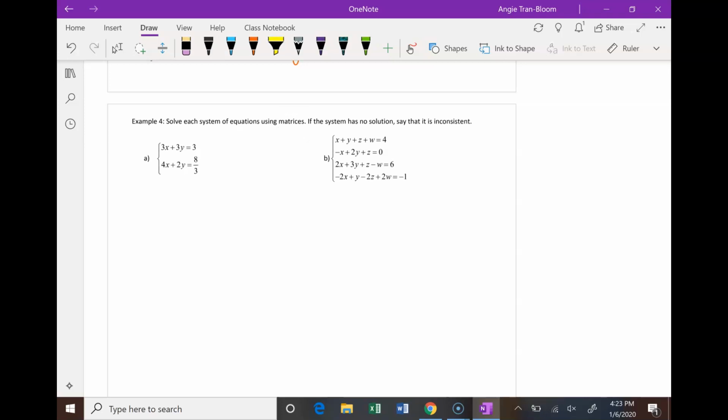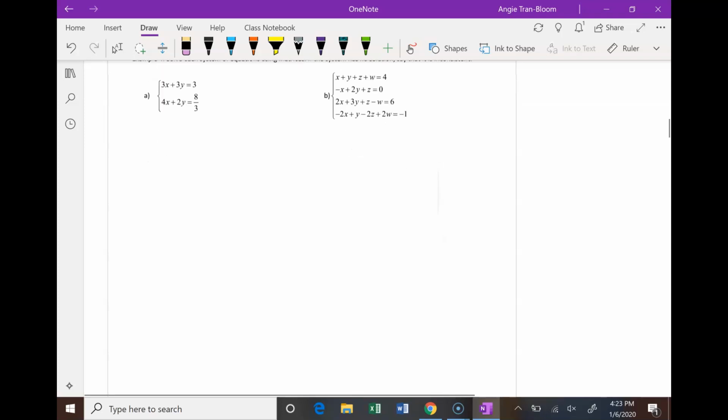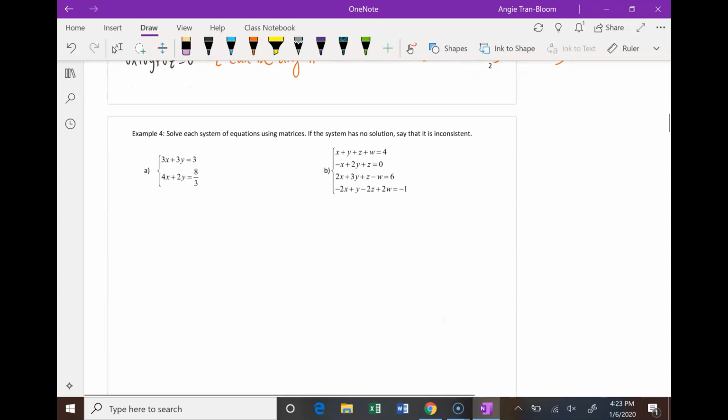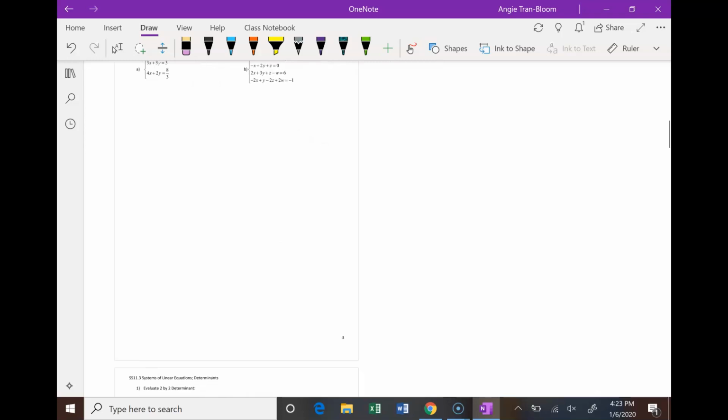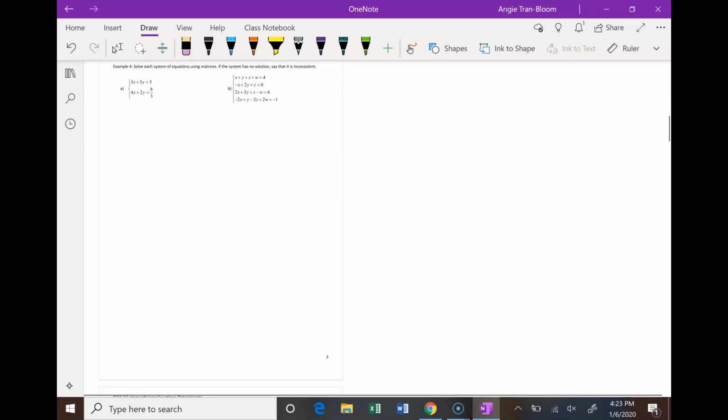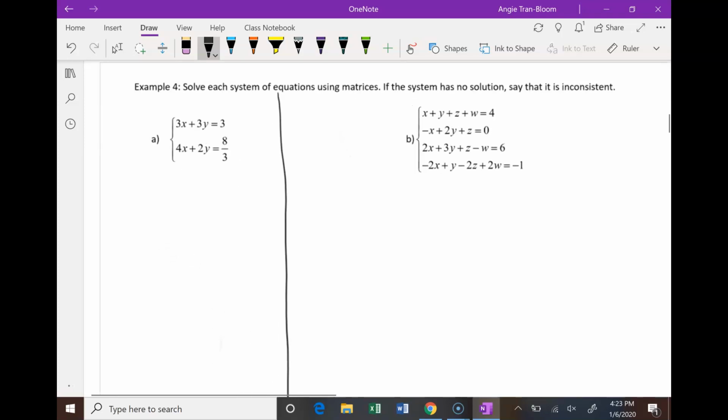So we have A and B. Obviously, A looks a lot easier and B looks a lot scarier. So just to organize, that way I'm not crazy messy, I'm going to divide this up. As you can see, B will require lots and lots of space. So let's do A first.